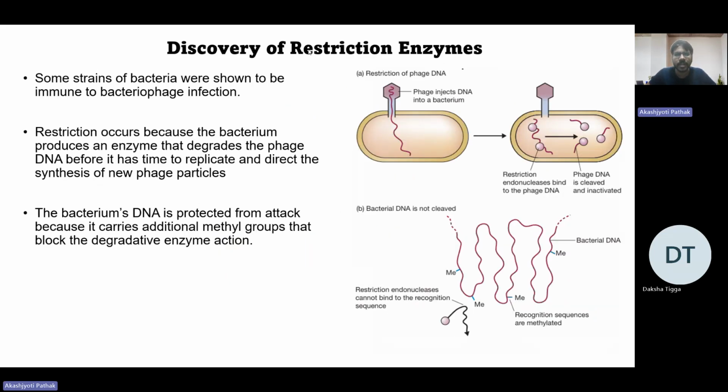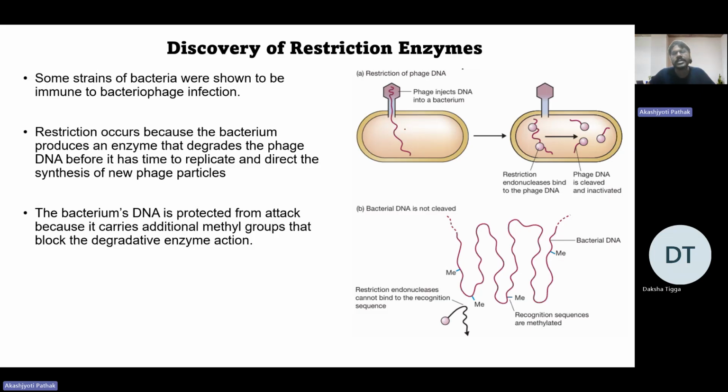Now, let's learn about the discovery of restriction enzyme. So how was this restriction enzyme discovered? So it was found that bacteriophages, which are viruses that infect bacteria, include certain types which infect the bacteria, but the bacteria do not develop the infection, or the bacterial cell does not lyse.